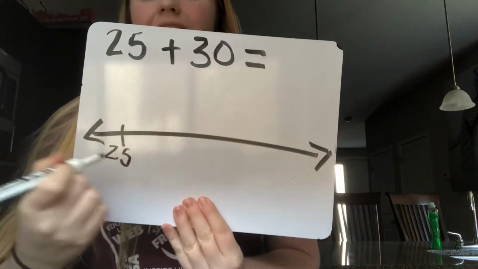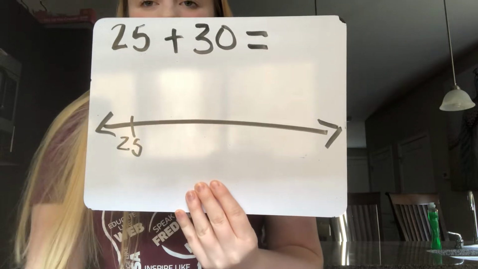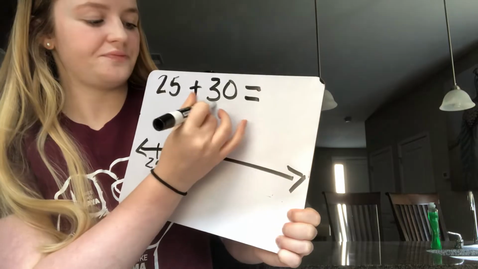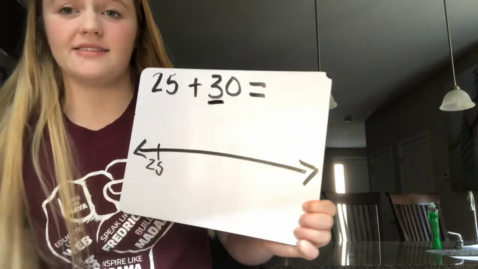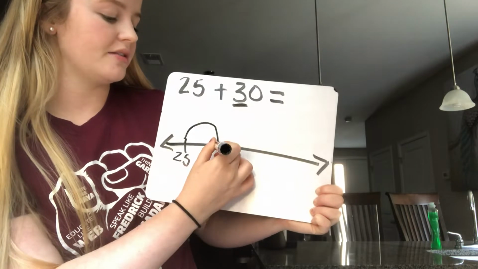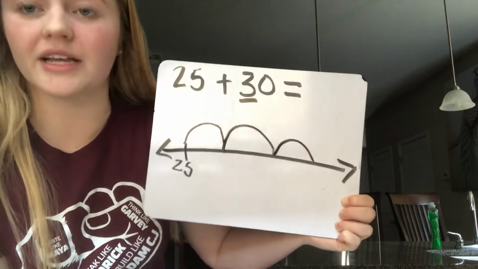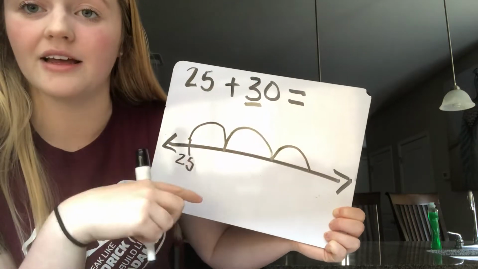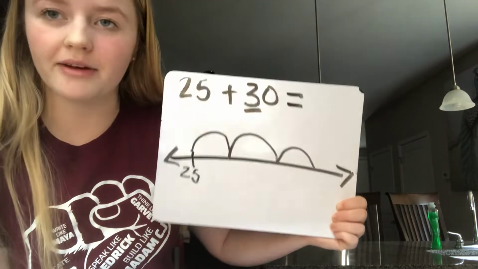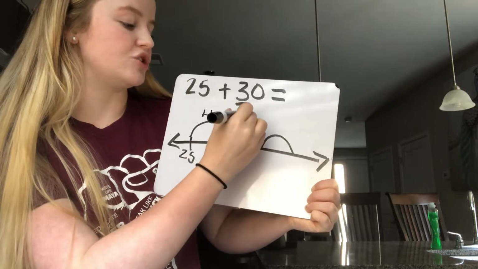Now I need to know how many jumps forward I need to make in order to get my answer. So in order to find that, we look at the tens place and we see that there are 3 tens here. So I know that I need to make 3 jumps. So 1, 2, and 3. But they're not just 3 jumps, right? They're 3 jumps of 10. I'm adding 10 each time that I jump. So to remind myself of that, I'm going to add a plus 10 at the top of each jump.